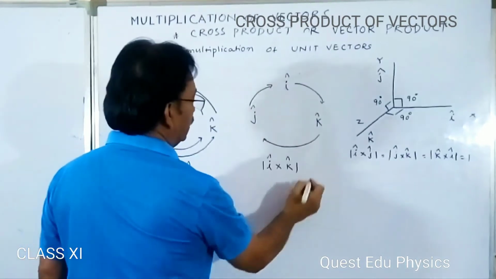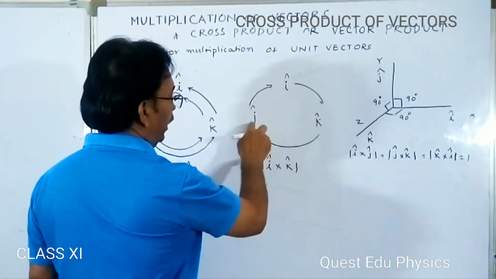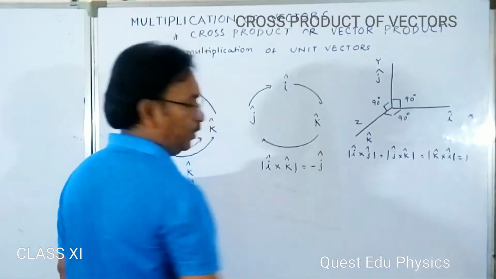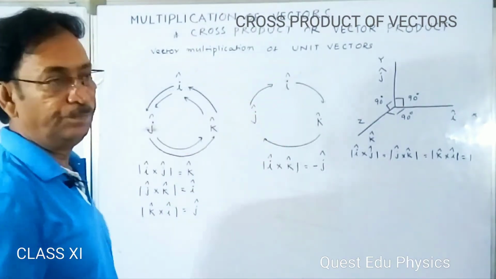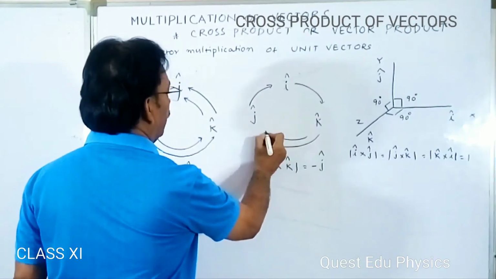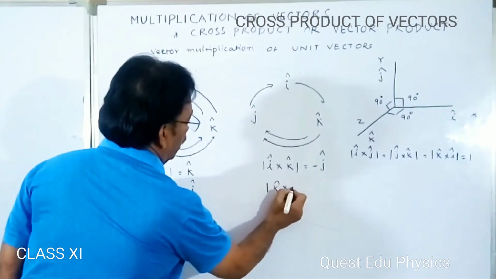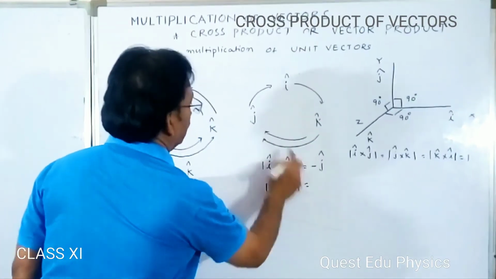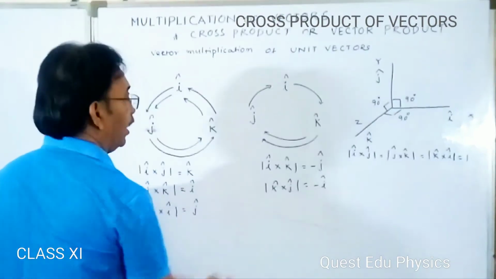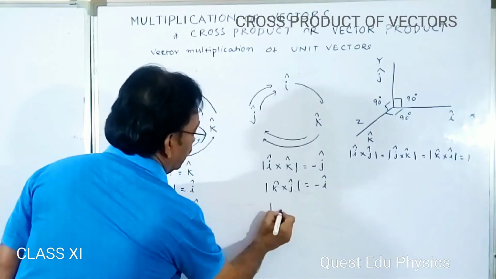Okay, we are going in clockwise, and what could be the result? We have to yield this, these two are multiplied, and we'll get minus j cap. I said when it is in clockwise direction you have to take negative. Then after we are multiplying k cap to j cap, what do you get? Minus i cap, and similarly j cap cross i cap.